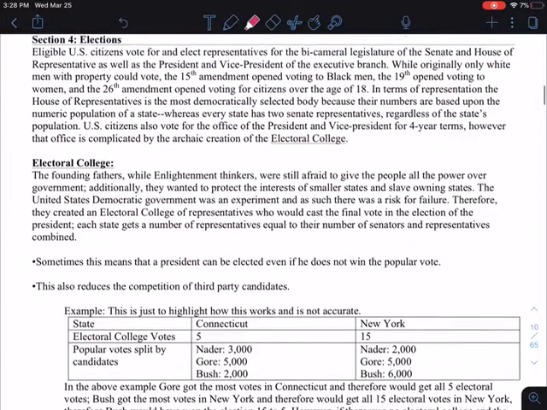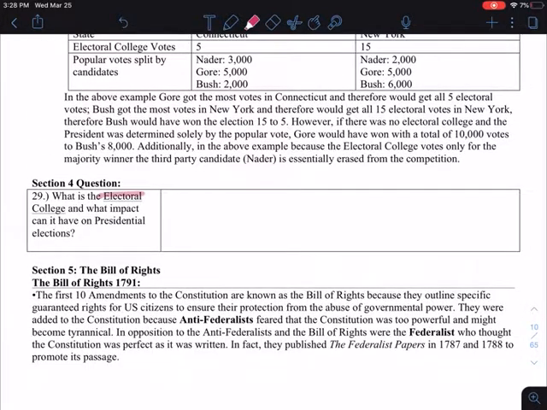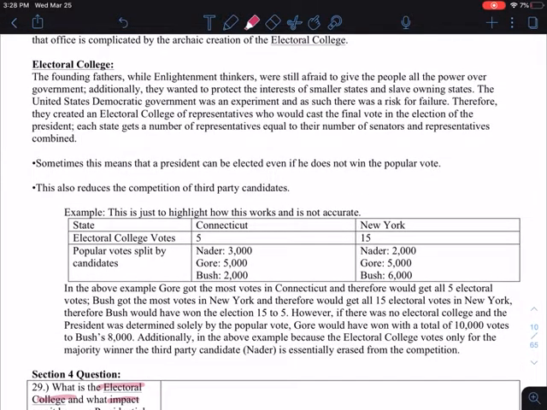Moving right on to Section 4, we're talking elections here. Let's take a peek. What is the Electoral College and what impact can it have on elections? So the Electoral College is a way that the Founding Fathers were able to take away the power over the government out of the hands of the people. Because remember, we didn't really trust that they were all educated enough to pick the president. So we have the Electoral College of Representatives that ultimately cast the final vote for the president.